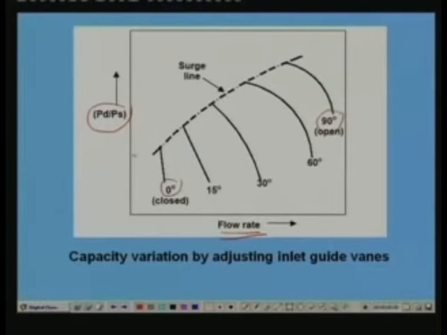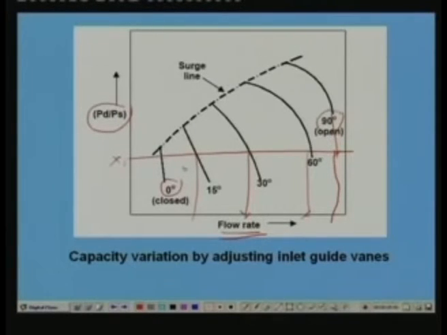For example, if I fix the pressure ratio at this point, then you can see that as you increase the angle, you get a higher flow rate. Higher flow rate means higher capacity. As you reduce the angle, that means as you close the guide vanes, the flow rate gets reduced, while the pressure ratio stays constant. So, that is how you can control the capacity.